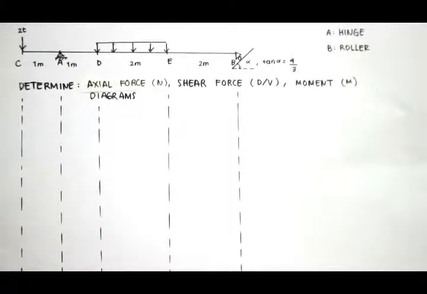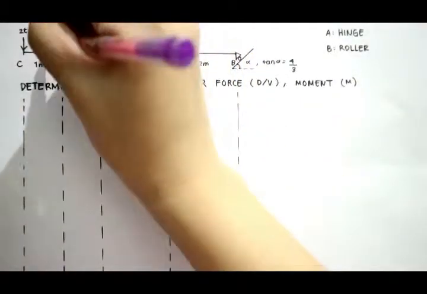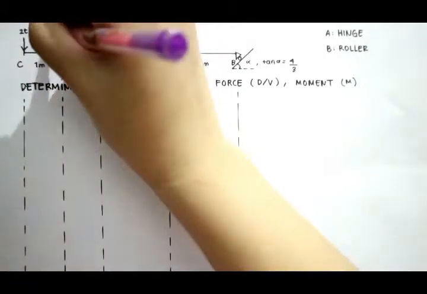Hello. In this video, I'm going to show you how to determine the axial force, or N, the shear force, also known as D or V, and the bending moment, or M, diagrams. First things first, I'm going to draw the reactions at A and B. Since at A we have a hinge, I'm going to assume that VA goes upwards, and there's a horizontal reaction HA.